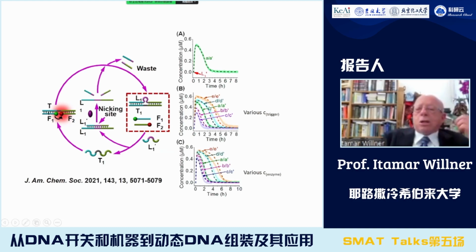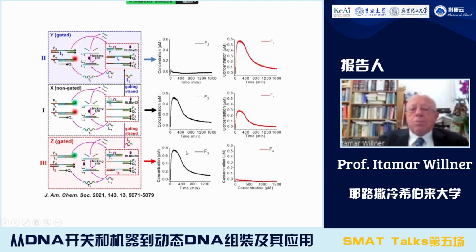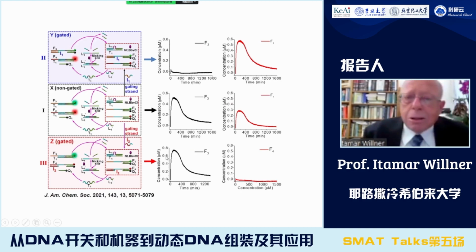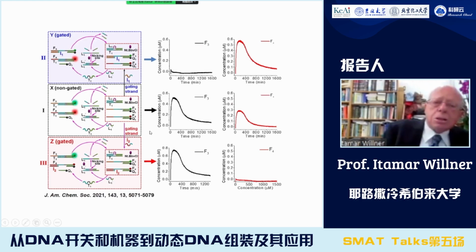Certainly, these temporal transient properties are controlled by the concentration of the nicking enzymes and by the concentration of the trigger, and all this was verified experimentally. Now, what can we do with such systems? We can demonstrate, for example, a transient system of enhanced complexity that demonstrates gated properties.